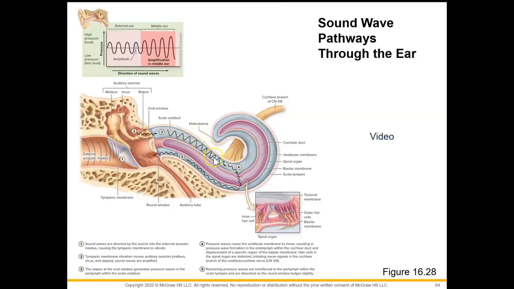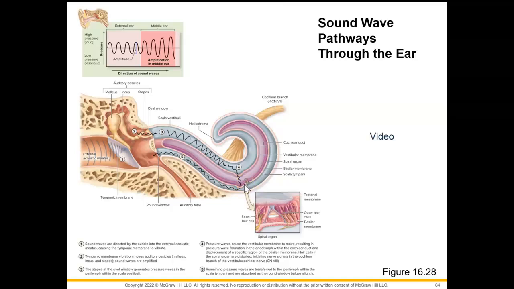Now you can notice as it's moving through this chamber, we are going to have pressure waves that cause the vestibular membrane, remember, that was the wall within the scala vestibuli, to move. And this causes the pressure wave to shift into the endolymph within that cochlear duct or the scala media and displaces the basilar membrane, that was the wall of the scala tympani. Okay, we got all of our names straight.